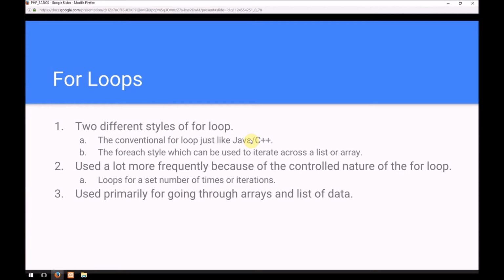These for loops are used a lot more frequently, mainly because of the controlled nature of the for loop. It's going to loop for a set number of iterations. And you're going to use either one of these for loops a lot for accessing data in an array. And we'll talk about arrays and why they're so important in PHP.